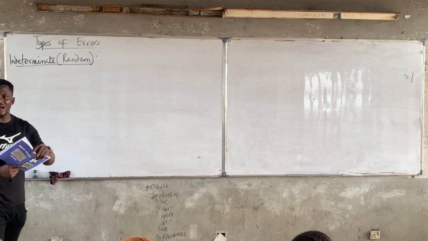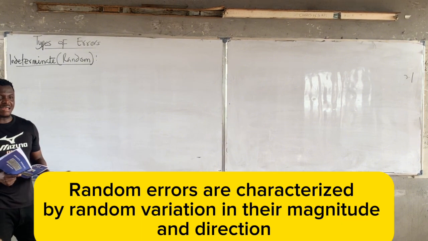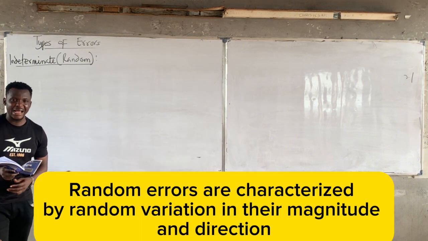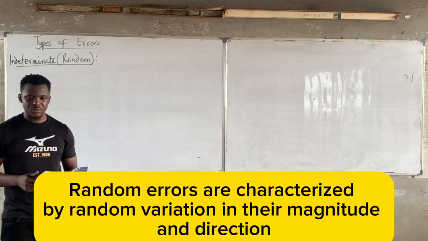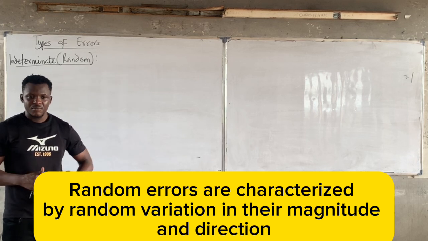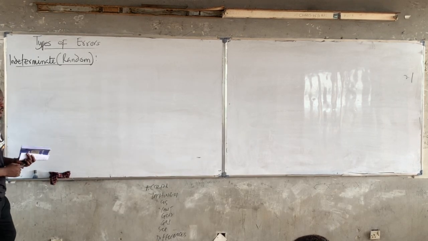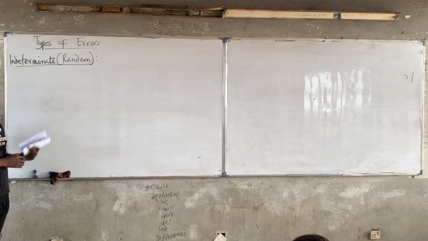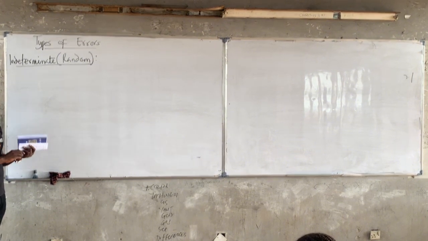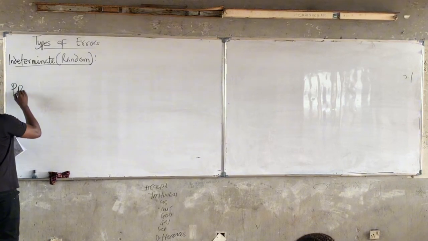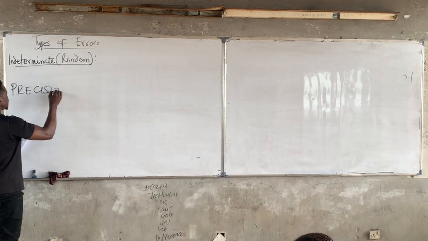They are characterized by random variation in their magnitude and their direction. And let's look at precision. I told us that indeterminate error affects the precision of the measurement. Determinate error affects accuracy, right? Indeterminate affects precision. Now, what is precision, class?